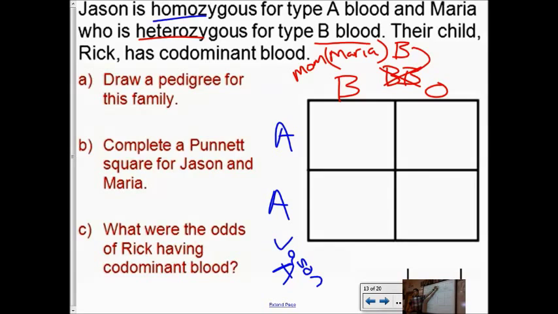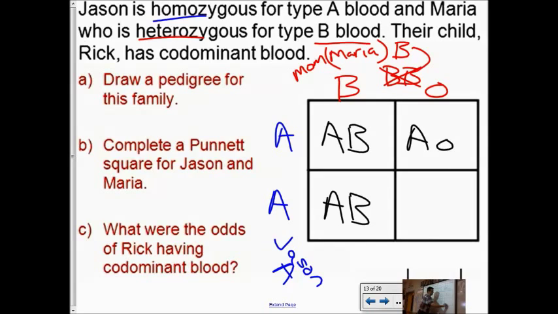Would AB still be heterozygous since they're mixed? Yes. Yes, it would be heterozygous, even if it is codominant. Okay, so now, when we got our alleles in place, we find AB here. Is that what everybody got, I assume? AO, yes? AB. Sorry, I don't have time for you to hold them up right now, but AO.